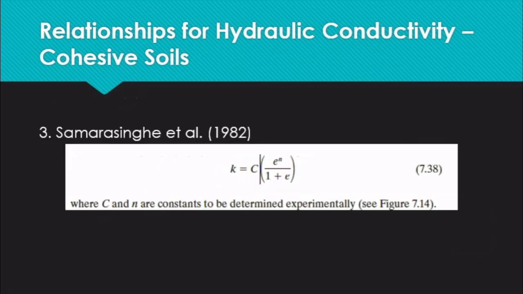Then, si Samarasinghe et al. In 1982, K is equal to C, then meron siyang constant na N. So, parang same siya nung mga nasa coarse grain soil, 'di ba? Yung E raised to 3. Pero ito, may constant siya na C at N. Yan, so, halos similar sila.